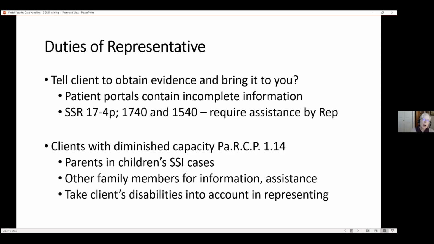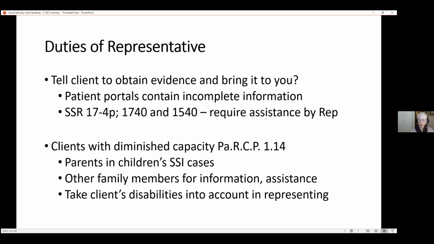But the records of an appointment, they might have the diagnosis and the medication, but not the doctor's physical findings in a patient portal record. So you can start with a patient portal if you want to, but you need to request the whole medical record. And again, that's because you have an affirmative duty.